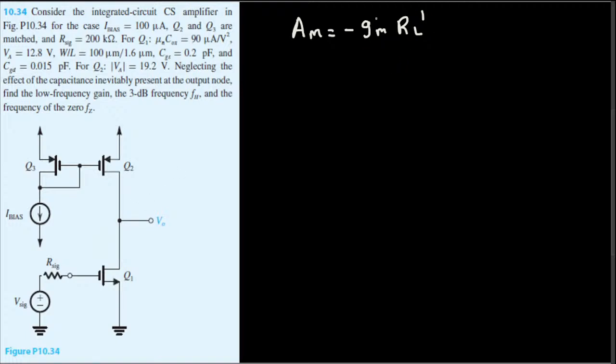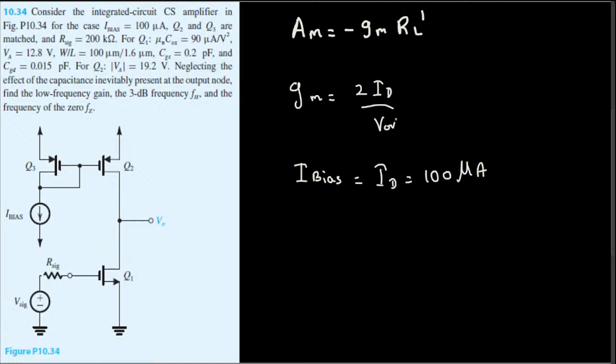And for the GM, we know that GM is equal to 2 times the drain current over the overdrive voltage. Here they have provided the bias. IBIAS is the drain current, IBIAS, which is equal to ID, and that's equal to 100 microampere. So we have that one available, but we don't know the overdrive voltage. That's not provided to us, so we have to find that one out.